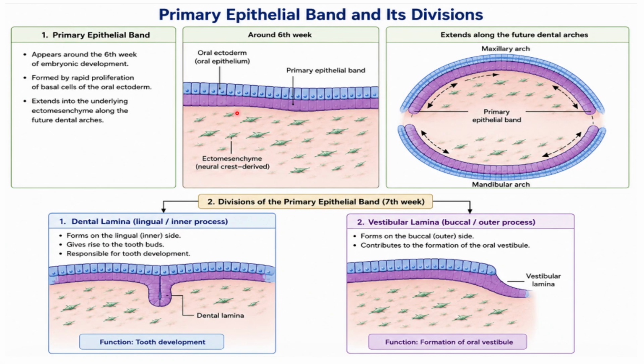Around 6 weeks of embryonic development, the basal cells of the oral ectoderm proliferate and form the primary epithelial band, which further extends into the ectomesenchyme along the future dental arches. Around the 7th week, the primary epithelial band divides, and the lingual or the inner process forms the dental lamina, which is responsible for the tooth development, and the buccal or the outer process is the vestibular lamina, and it forms the oral vestibule.